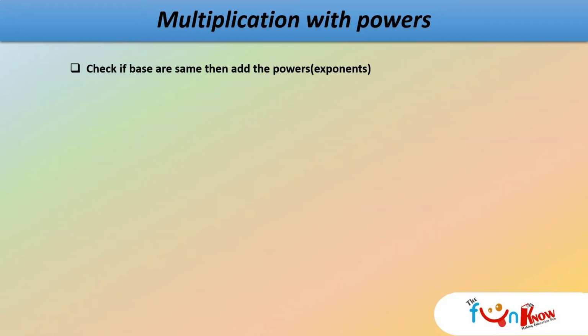Now we'll see multiplication with powers. Check if the bases are the same, then add the power, which is also known as the exponent. Students, you have to check if there is an expression, and in that expression, if the terms contain the same base, then you can add the powers of those terms. As an example, you can see over here x raised to 5 into x raised to 11. There is one term x raised to 5, another term x raised to 11, and both terms have the same base, that is x.